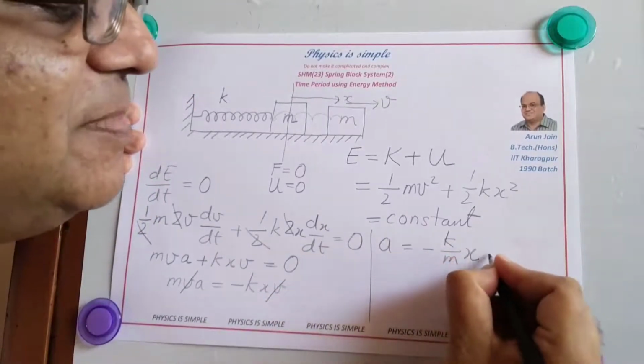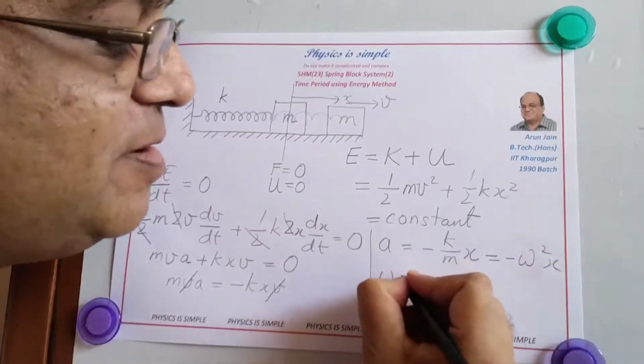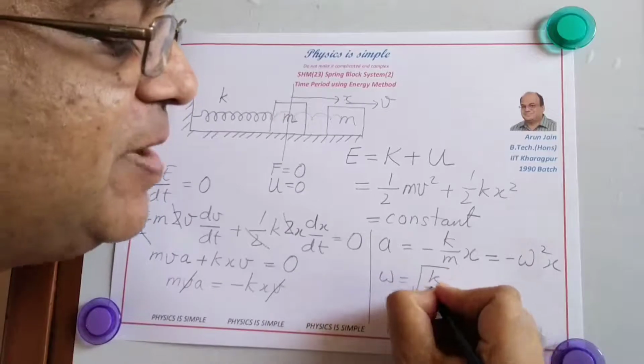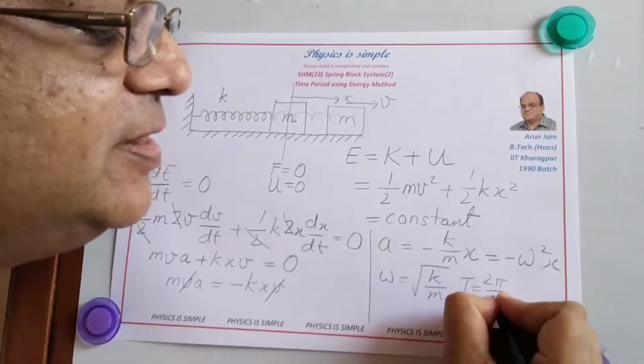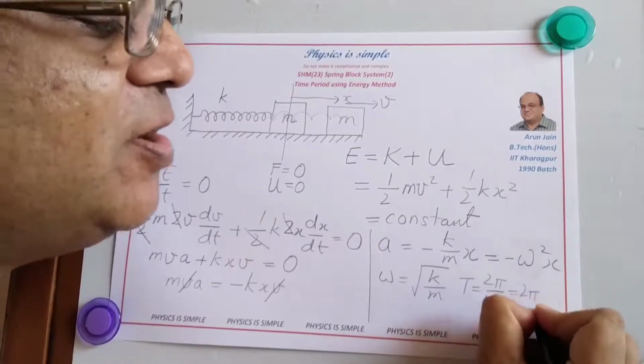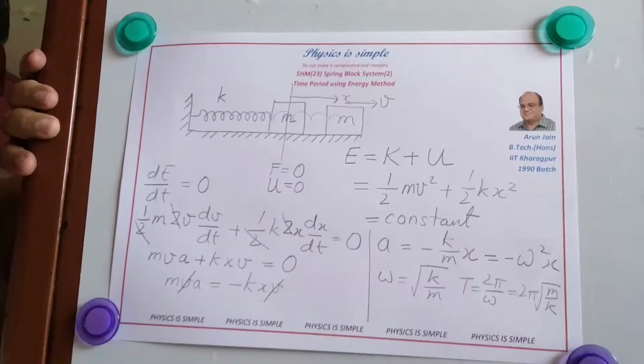And in SHM, acceleration is minus omega square x. So omega becomes root over k by m. Time period is 2 pi by omega. Therefore it is 2 pi root over m by k. So this is how we get the time period of a spring block system by the energy method.